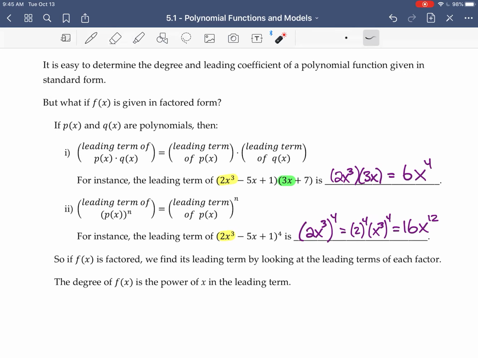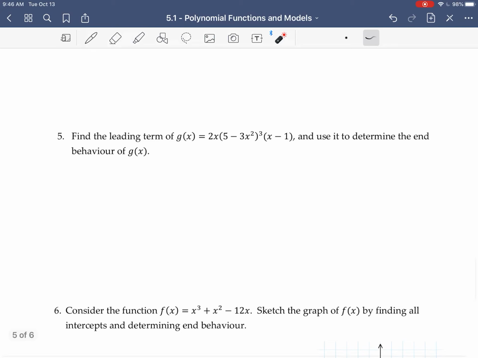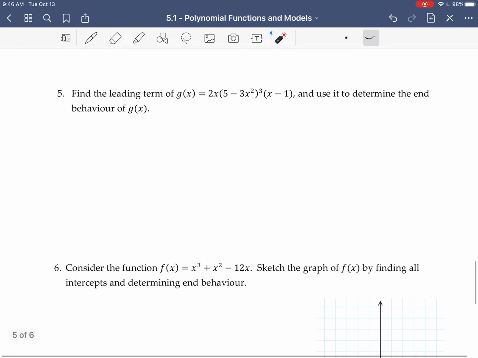So if f of x is factored, we find its leading term by looking at the leading terms of each factor. That's what we want to do. Now there's a couple of examples here. I'm going to do number 5.